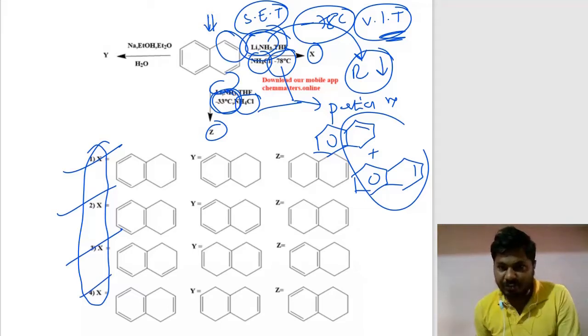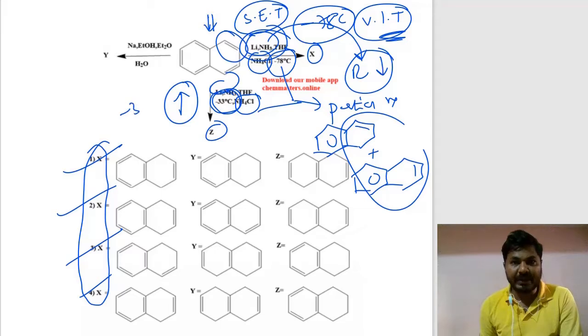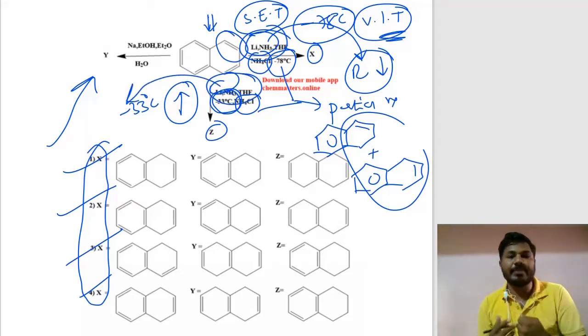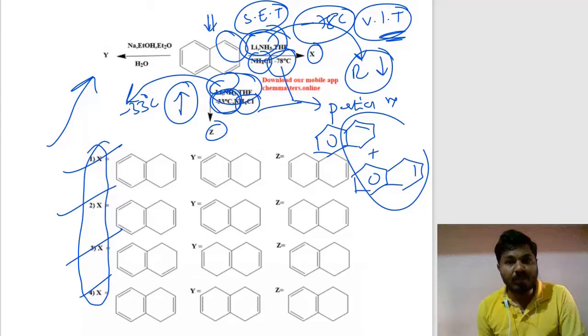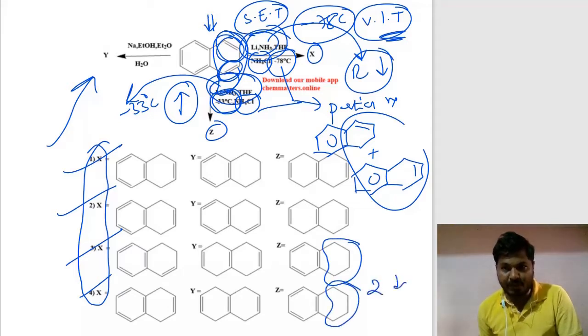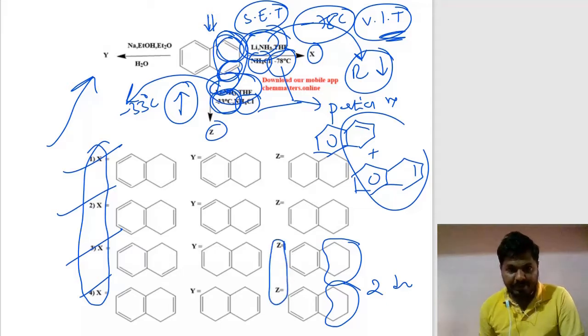Now, what is Z? Here the temperature increased slightly, to minus 33 degrees centigrade. By increasing the temperature, the reactivity of this metal reducing agent increases. In that case, two of the double bonds of one ring get reduced, so one of the rings is completely reduced. That means two double bonds are reduced. So the option may be between 3 and 4.